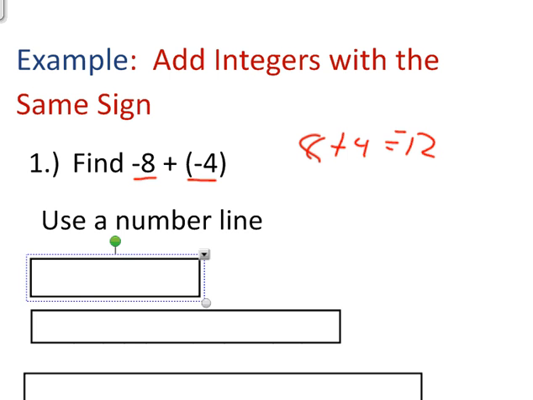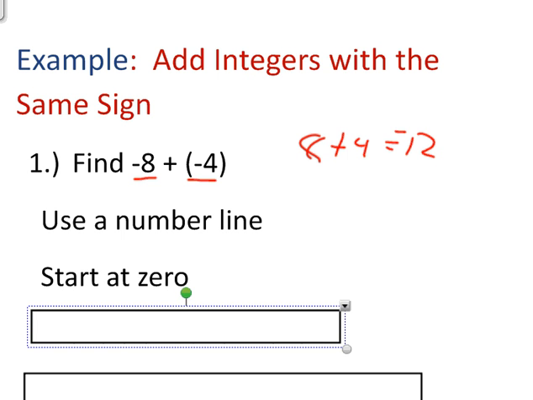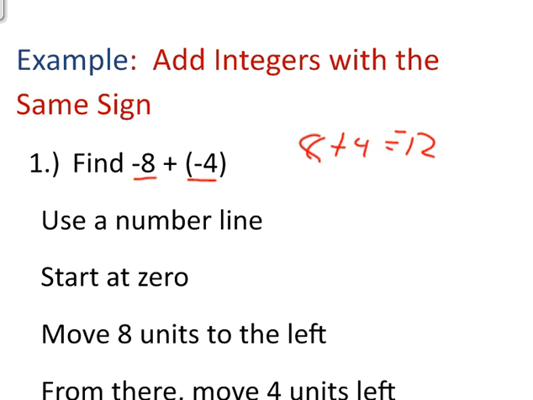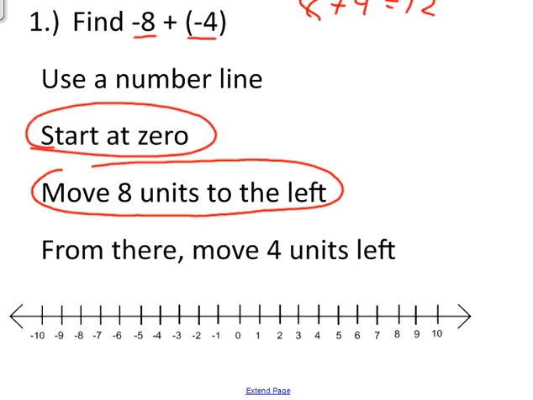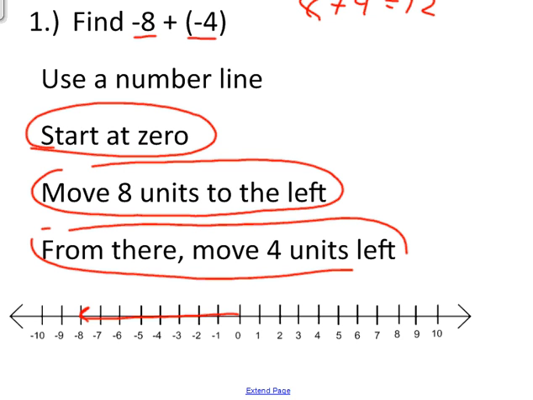Using a number line to prove it to you. Here's our number line. So it says start at 0, and then move 8 units to the left because it's a negative number. From there, move 4 more units to the left because it's also negative. 1 unit, 2 units, 3 units, 4 units right here. That would make it a -12. And that is what we got by doing it the other way.